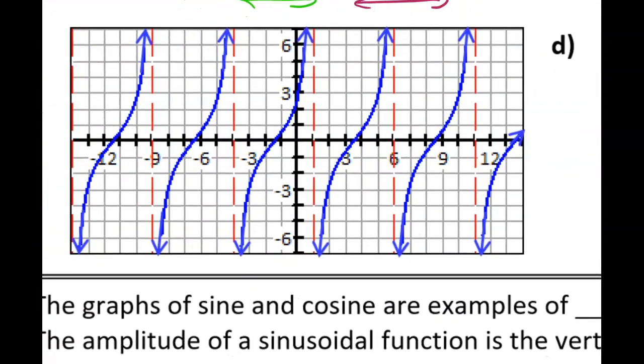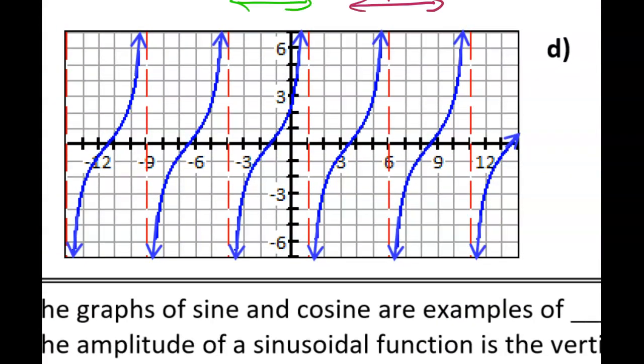This next one looks kind of like that tangent graph that we just looked at. It's got a series of asymptotes. I think we can measure one cycle as the portion between two asymptotes. So here at -4 all the way to 1, that's going to give us a cycle length of 5. So the period of this function is 5.